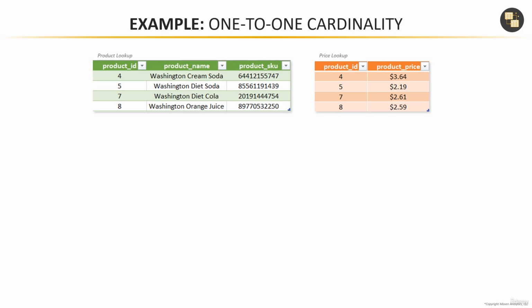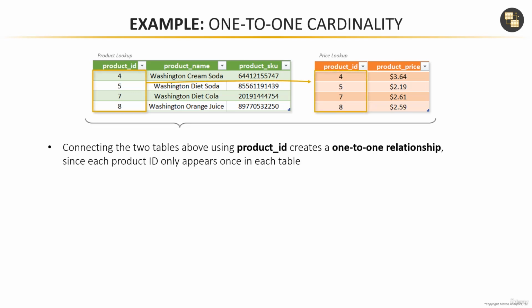First example here, one-to-one cardinality. Imagine you have two tables like this. You've got a product lookup table in green, and then a smaller price lookup table in orange. Both of these tables have a unique product ID column. If we were to connect the two tables using that product ID field, we would essentially be creating a one-to-one relationship, since each product ID only appears once in each table.